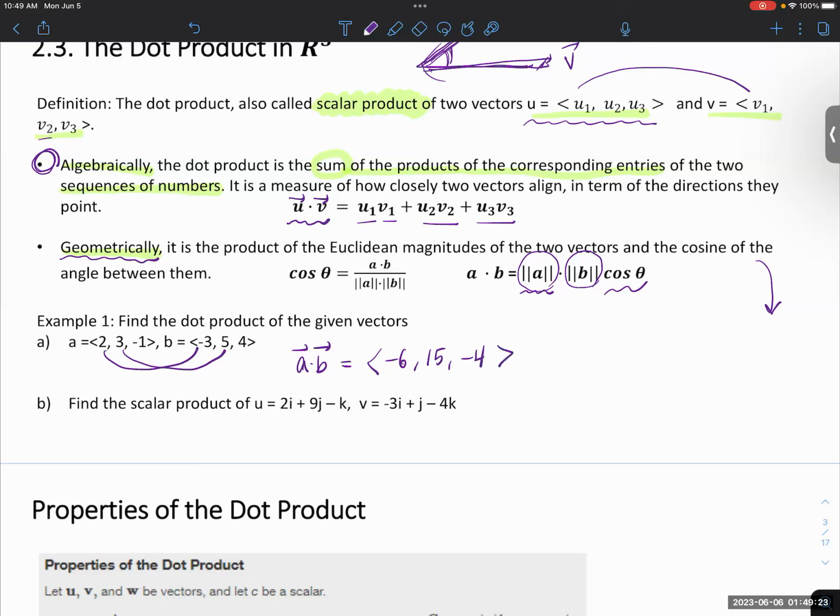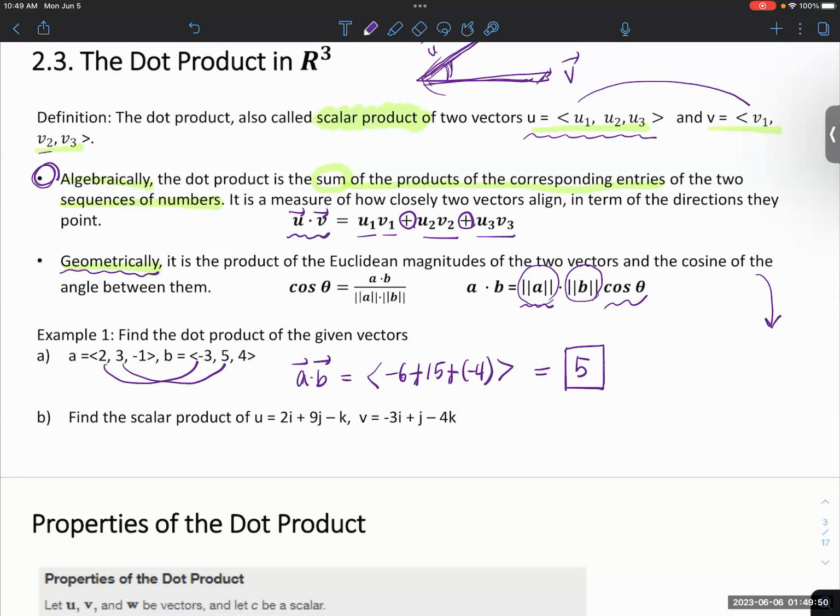And what did I say? You're going to add them up. So basically, -6 plus 15 minus 4, if you calculate it, is 5. This is the dot product between those two vectors. The reason you get only one simple number is why the dot product is also called the scalar product, because it is just one number.